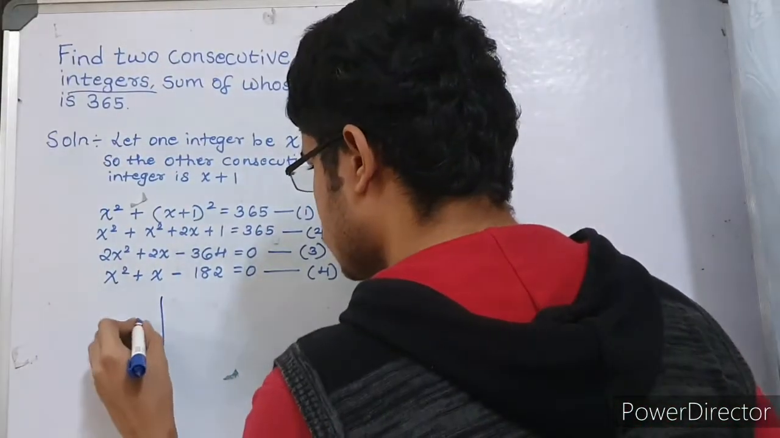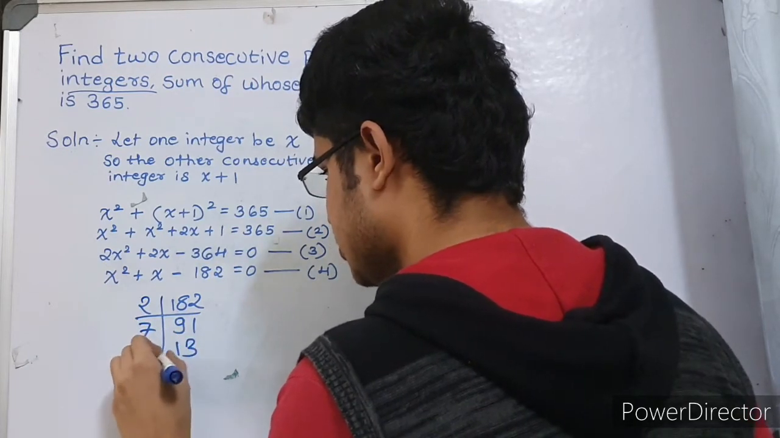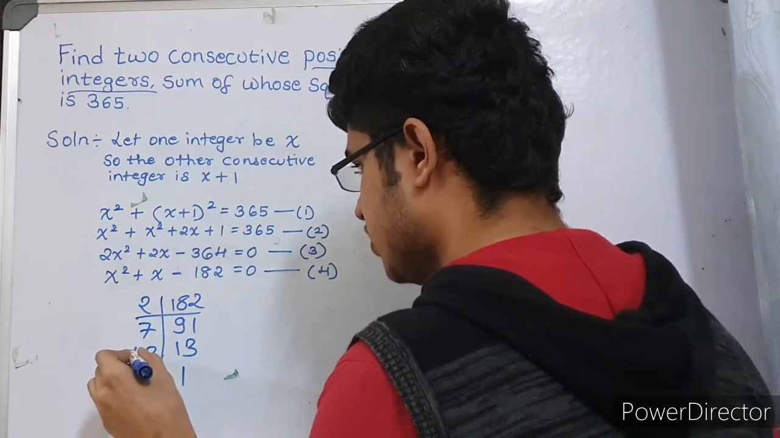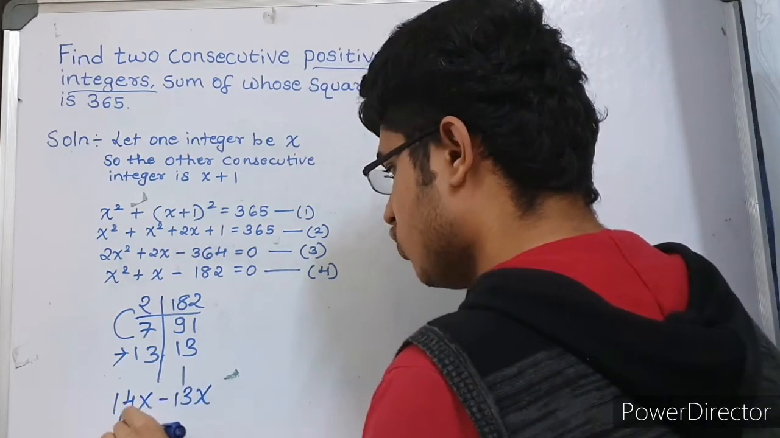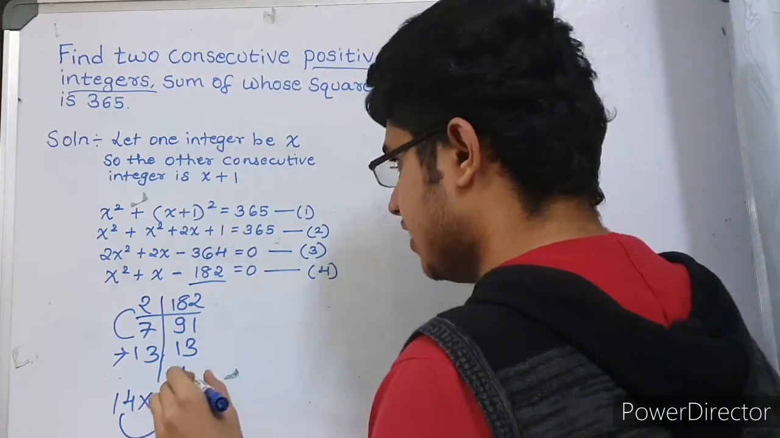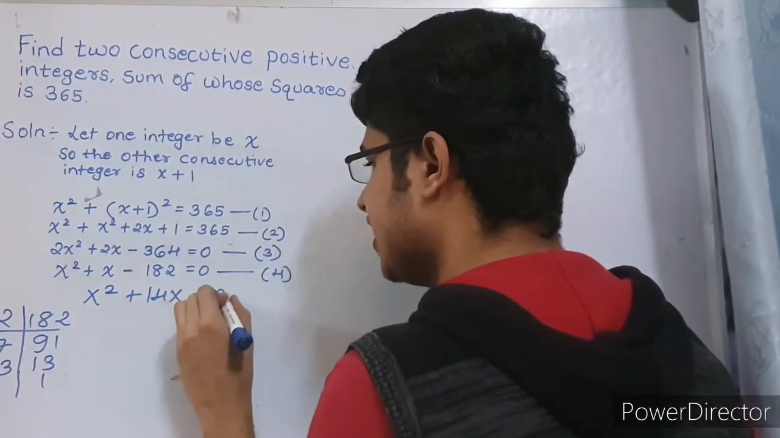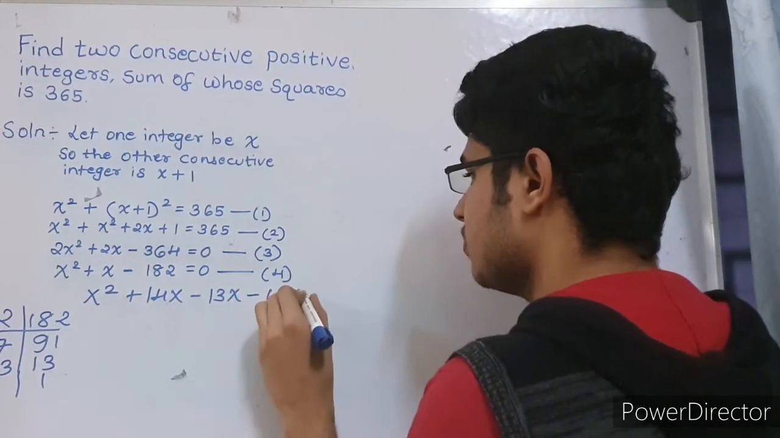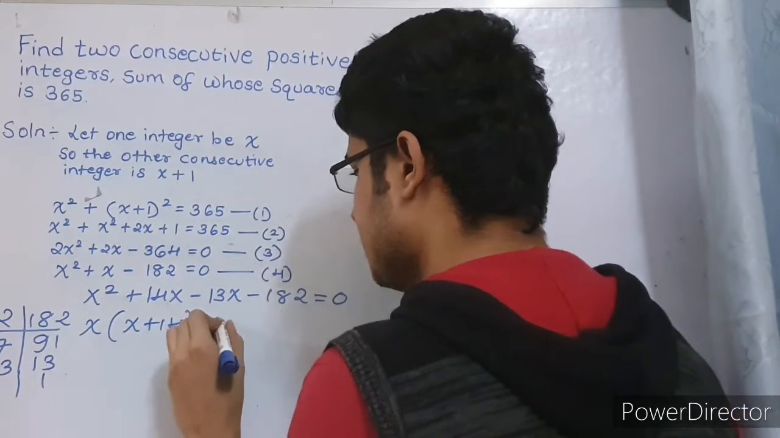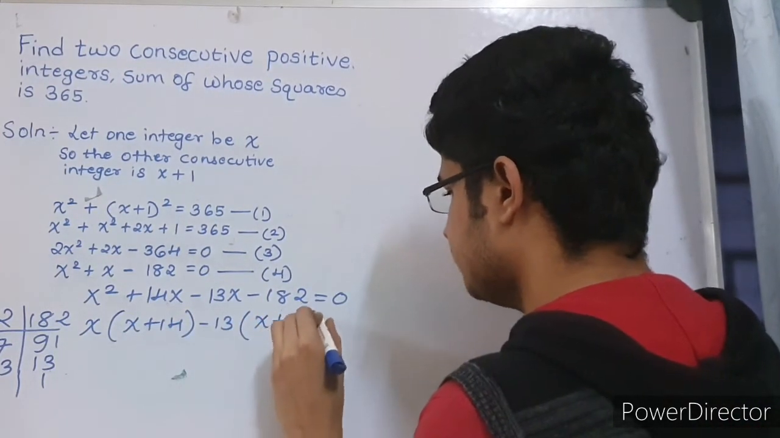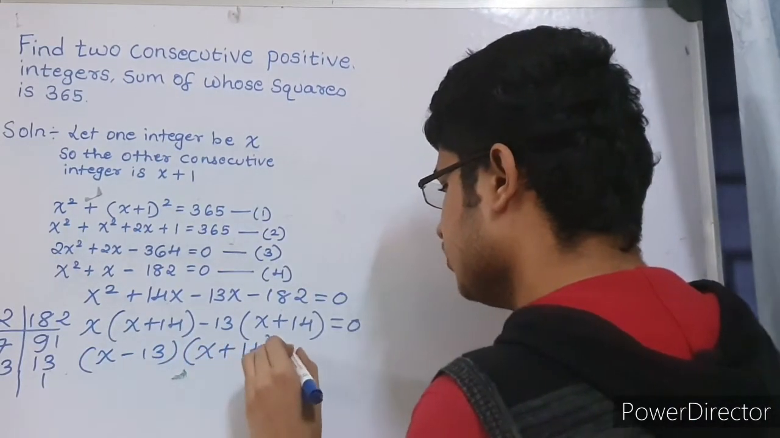So let me find the factors of 182. The smallest is 2 into 91, then 7 into 13, 13 into 1. The sum should come plus x. So if I take 14 and 13, then it will be 14x minus 13x. 14 into minus 13, the product will come minus 182, and 14x minus 13x will come as plus x. So I have got the factors. x square plus 14x minus 13x minus 182 is equal to 0. Now I can take common x from the first two terms. What will remain is x plus 14 minus 13, and again what will remain inside the bracket is x plus 14. So x minus 13 into x plus 14 is equal to 0.